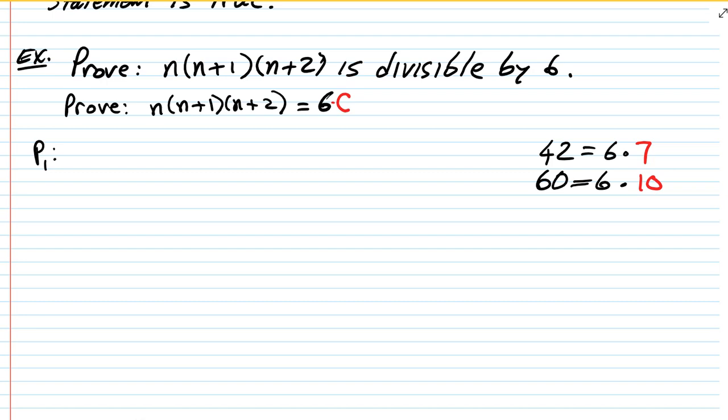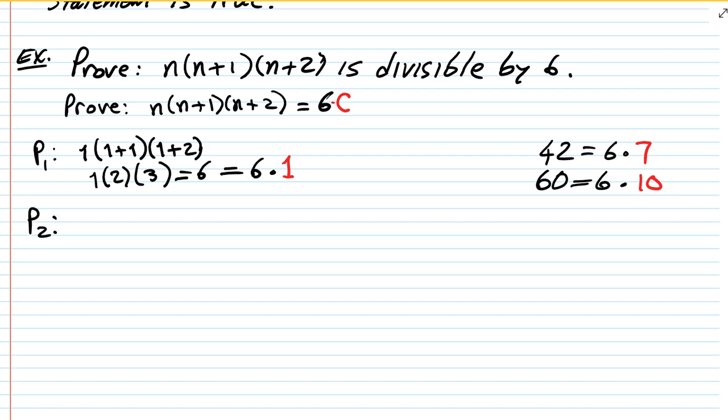So that is when n is 1. So when n is 1, this is what the statement looks like. n is 1, 1 plus 1, 1 plus 2. Well, the product is 1 by 2 by 3, which is 6. And that is clearly 6 times 1. It's divisible. 6 is divisible by itself.